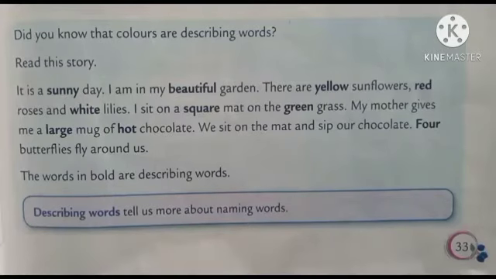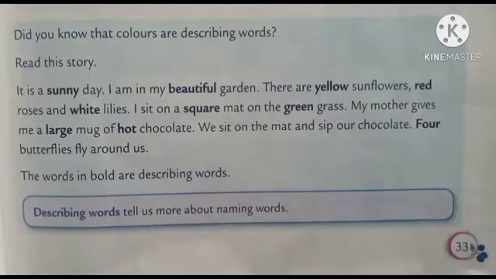Okay, children. So, it is a describing word or adjective. Then, and white lilies. Lilies are also a noun. Now, the word white is describing lilies. It is telling us something more about the lilies. So, it is also an adjective, or you can call it a describing word.